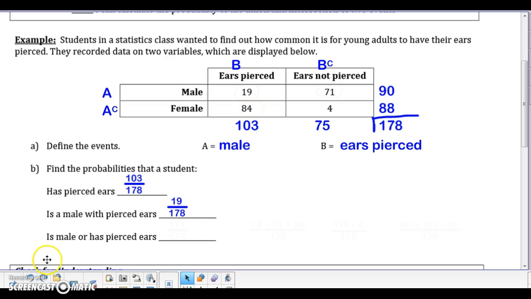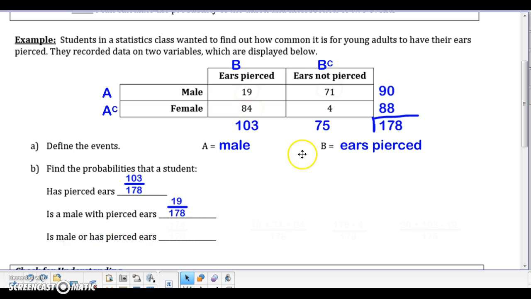And finally, is male or has pierced ears. Now the word or is one that trips up some people. So to say the probability that someone is male or has pierced ears means that they could be male or have pierced ears or both. It's not just one or the other. If you've studied logic or computer science, you might have learned about what we call an exclusive or. That's not what we use in probability and statistics. So to qualify to be in this group, you could be male or have pierced ears or both.